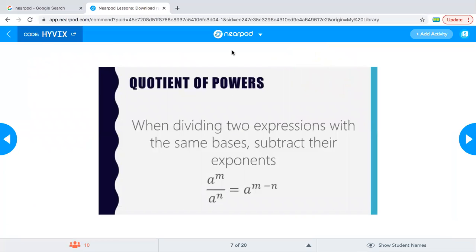Next rule is quotient of powers. This says when dividing two expressions with the same base, you subtract their exponents.